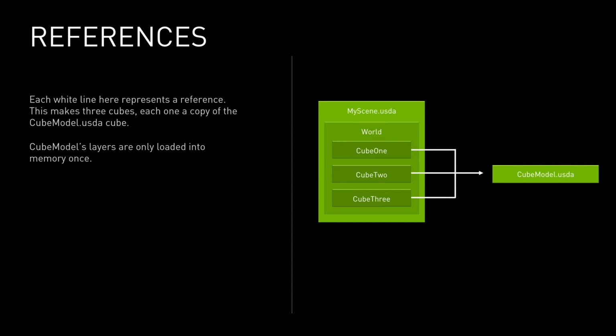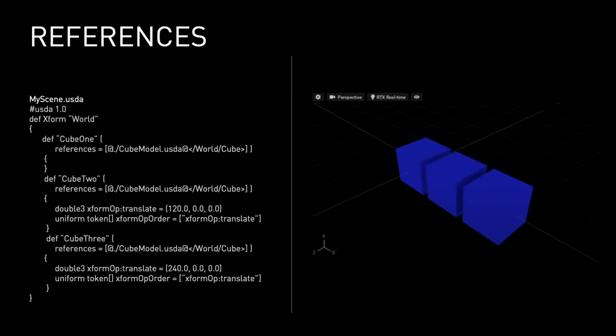This way, it'll get our blue cube. One nice side effect of this setup is that the cube model asset is only loaded into memory once. Each reference to the same thing can reuse the layers that are already loaded. So here's that in practice.